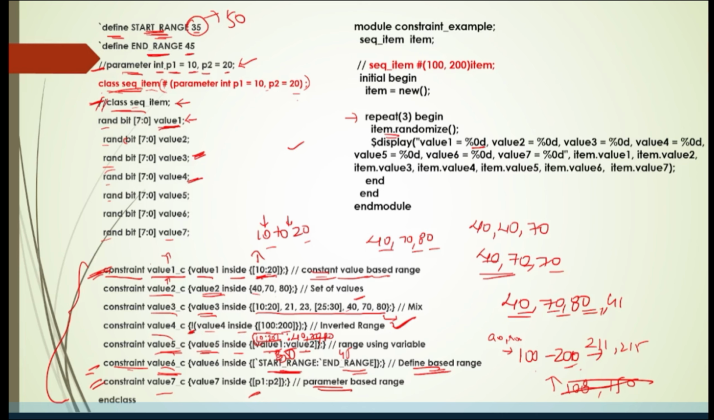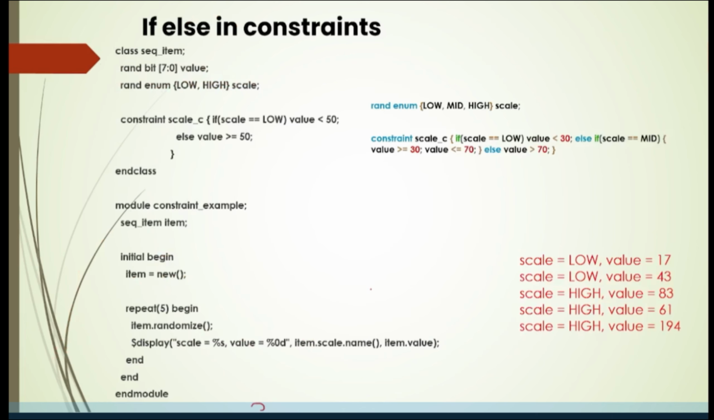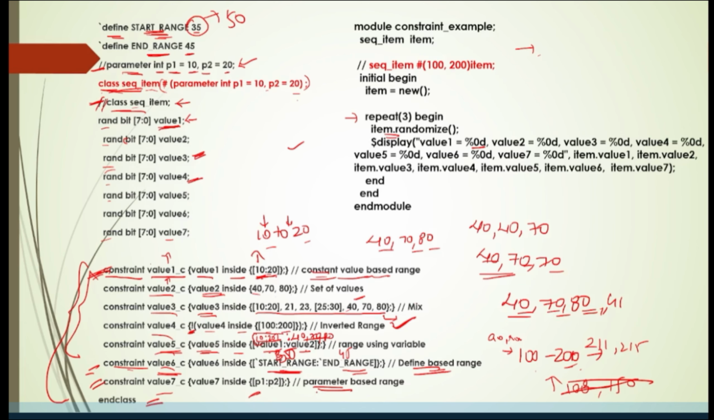Now if you see here, I have written all these constraints within the class, between class and end class. You can either write all these constraints inside the class, or you can write them outside the class, after completion of the class, right?